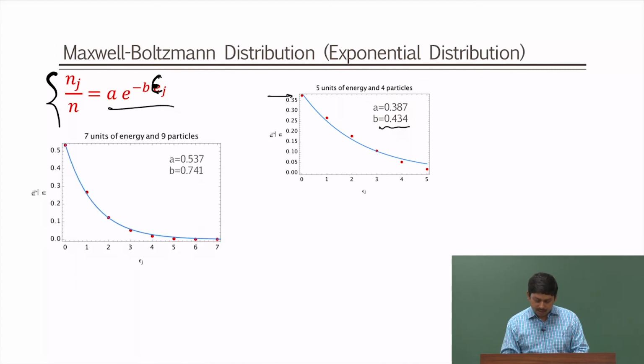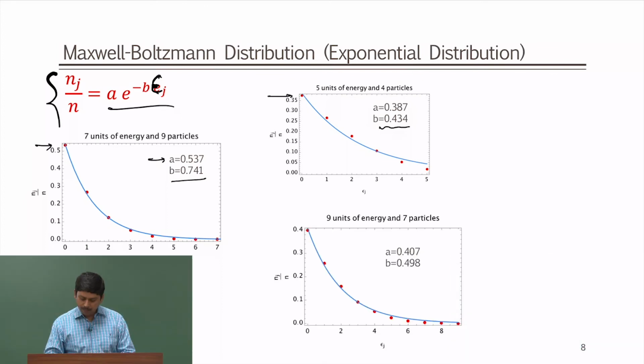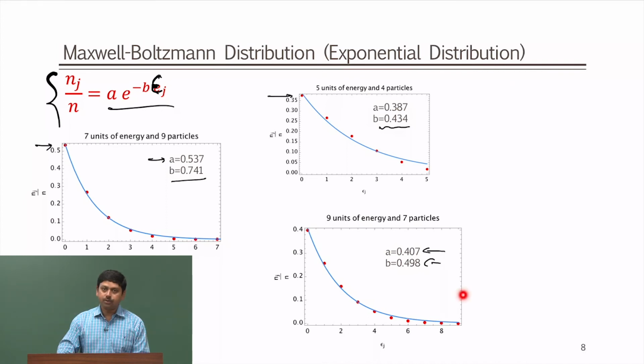So, look at this: 7 units of energy and 9 particles. Here at 0 energy, probability is 0.537, you see it is very close to that value, and the fit also looks much better, and B is larger. So, it falls faster. It decays much faster and it decays to 0. So, with more units of energy and more particles, it is decaying faster. But again here you can see that the decay rate is almost similar, and A and B are given here, and this also fits very well for 9 units of energy and 7 particles. So, all of them follow an exponential distribution.